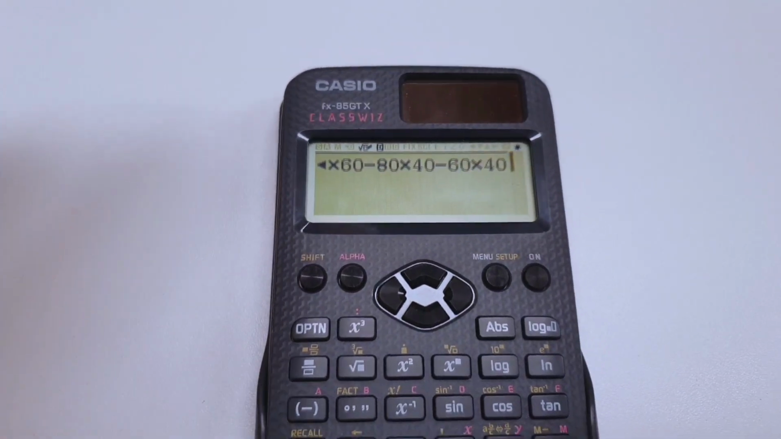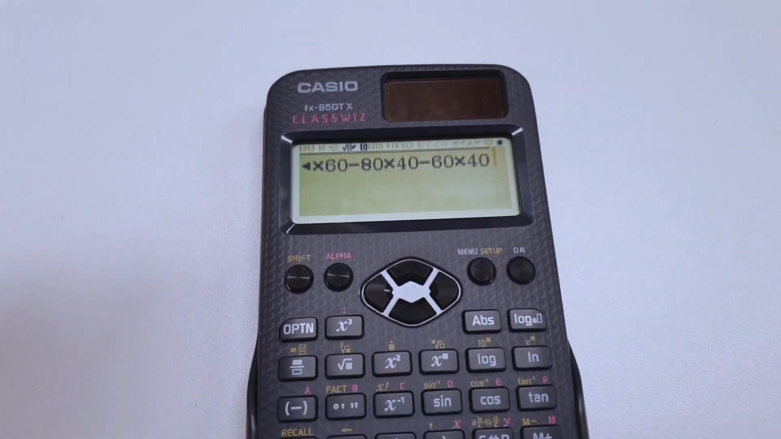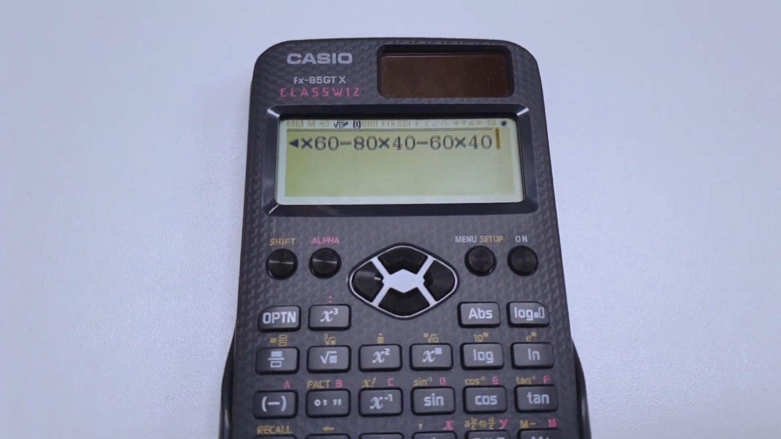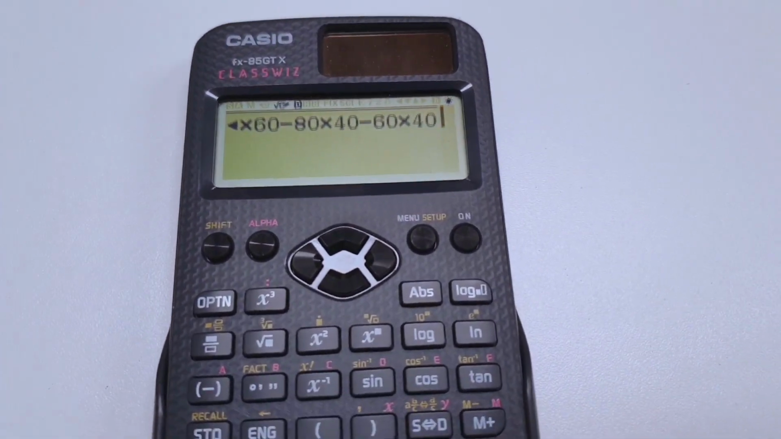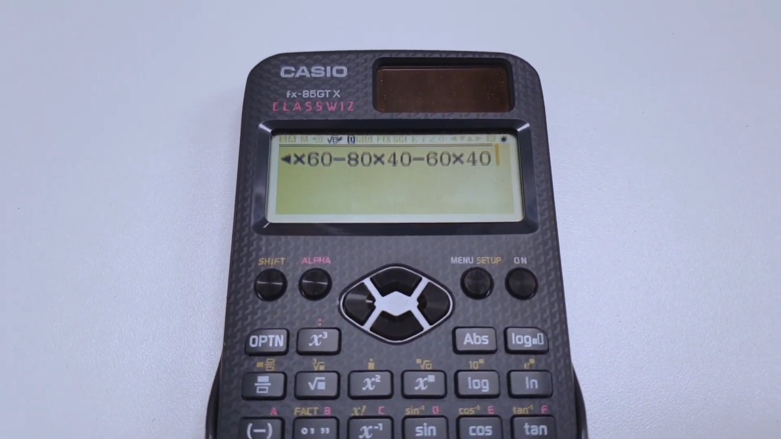But really, this is the calculator you should be taking into exams. I've done videos recommending this calculator. I believe in it. I think it's a great bit of kit, and I use it in pretty much all my videos, that and its predecessor as well. So let's hit the equals button.